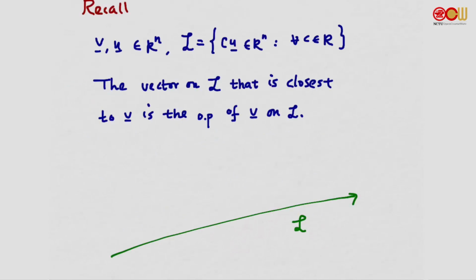This is L and this is v. The vector that is closest to v on the line L is the orthogonal projection of v on L. So this w vector is the vector that is closest to v among all vectors on L.